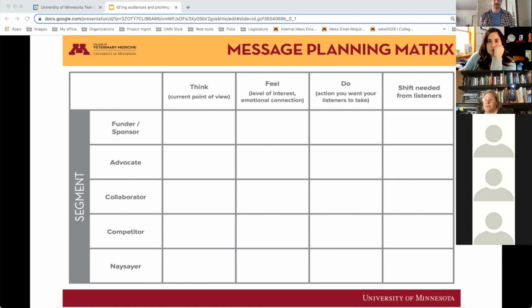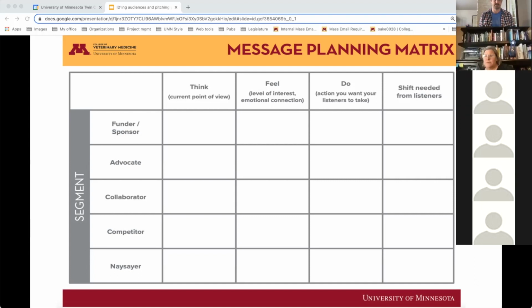Versus for a funder and a sponsor, part of communicating with them is often they want to hear that the money they invested was put to good use and that there's impacts and outcomes. Or it could be at the beginning of a project and you're writing a grant, for example, to them. They want to know that this is a good investment of money and the limited funds that they have.